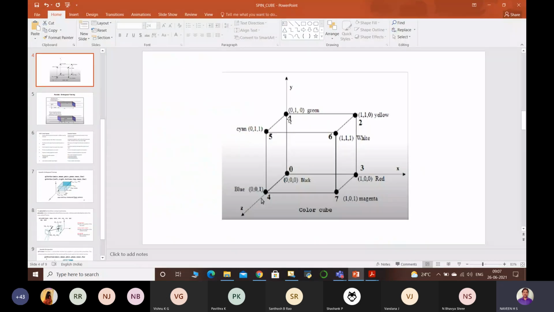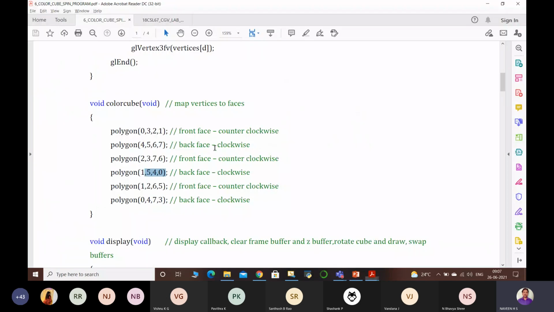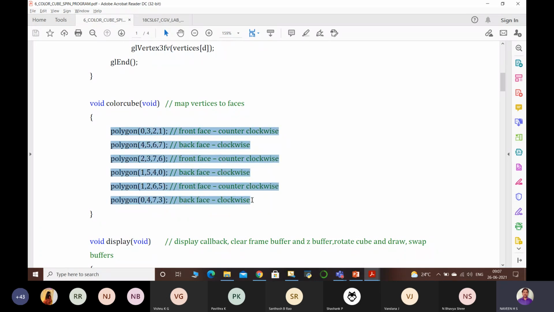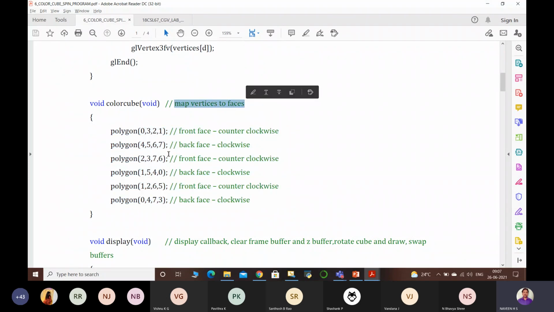See here 1, 5, 4, 0. This is the left face. So like that they have written. You need not worry about this. Just understand how we are going to consider the faces and the corresponding vertices values for that face. That's it. We are just going to map the vertices to faces.